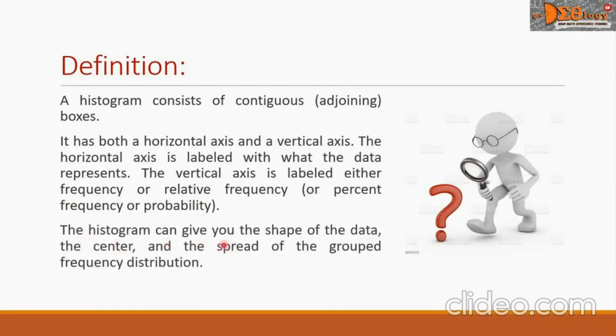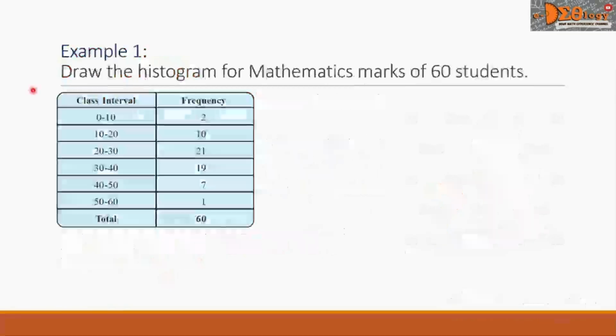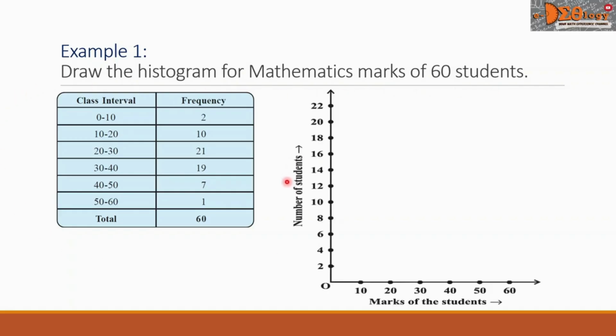The histogram can give you the shape of the data, the center, and the spread of the grouped frequency distribution. Example 1. Draw the histogram for mathematics marks of 60 students. This is our table. Let us draw the vertical and horizontal axis. The vertical axis is for the frequency. We write the numbers and we made sure that the highest frequency is defined in our numbering.